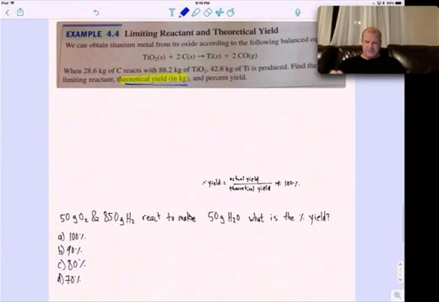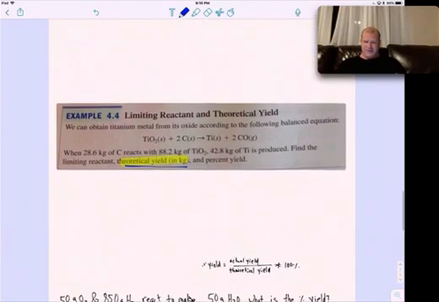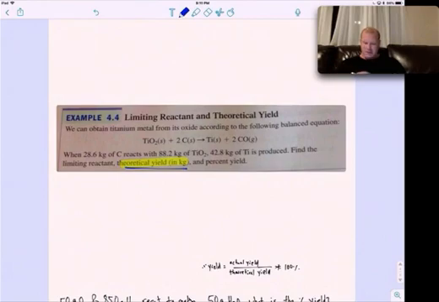Okay, limiting reagent and theoretical yield. So, we obtain titanium metal by this reaction here. Titanium dioxide, also known as rutile, it's titanium ore, reacts with carbon to form titanium metal and carbon monoxide. It's usually liquid titanium, but that's fine. This is called reduction by carbon, and it's how we get the vast majority of our metals. Pretty much we make all metals this way, with the exception of gold and aluminum, maybe platinum.